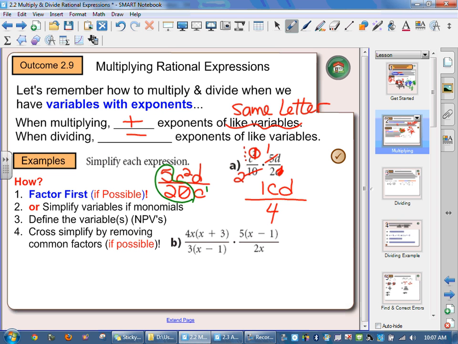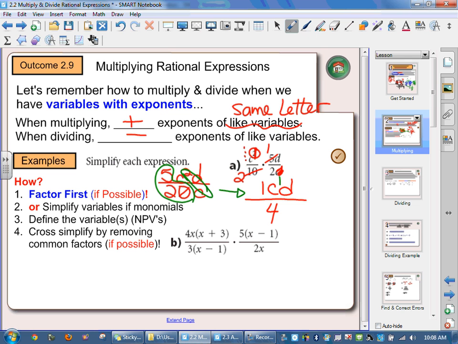The c's, you're going to subtract the c's and get a c to the 1 left over, which is what I ended up with. So if you don't like this cross-simplify stuff, you can do what I did here on the left. You can write it out together and then simplify it from that point if you like. That also works. So how do we do this when we actually have rational expressions?